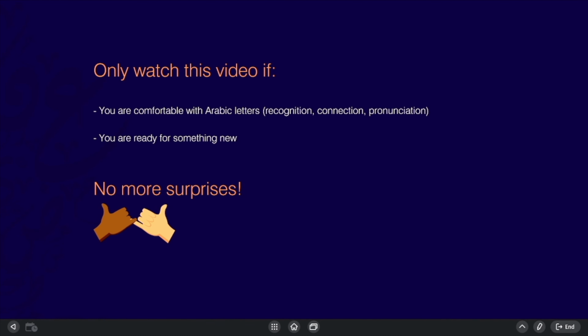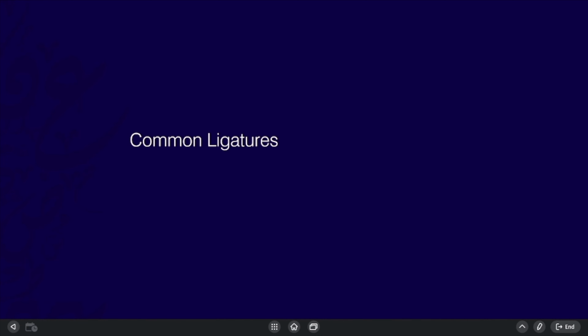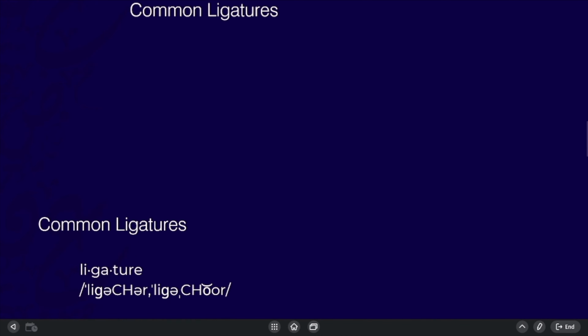Now, I realize that we've been throwing things at you with the letters of the alphabet, the additional symbols, the vowels, etc. But I promise that this particular one will be the last in relation to how you write and read Arabic language letters, I think. So here are the common ligatures in Arabic.